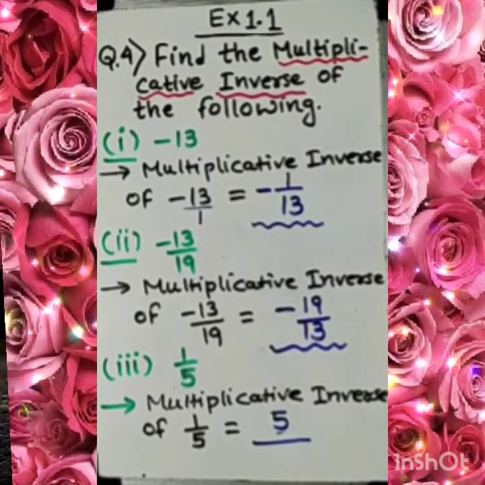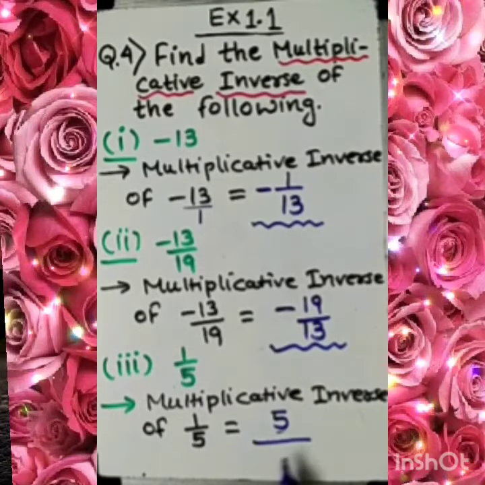As we know, numerator will become denominator and denominator will become numerator. So you are free to write 5 by 1. But after all, the value of 5 by 1 is only 5. So this is the answer.